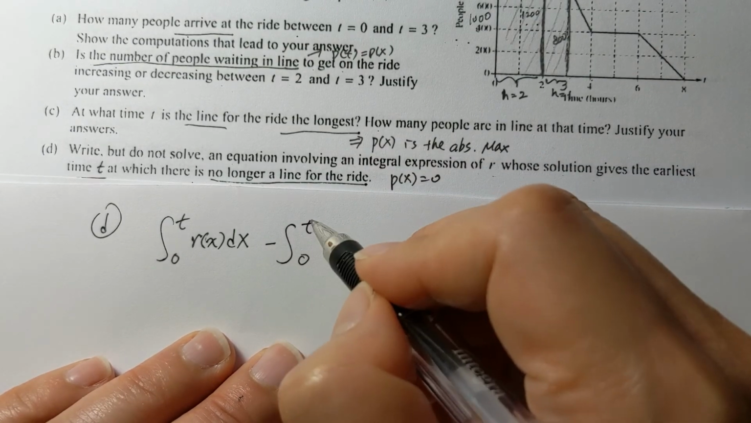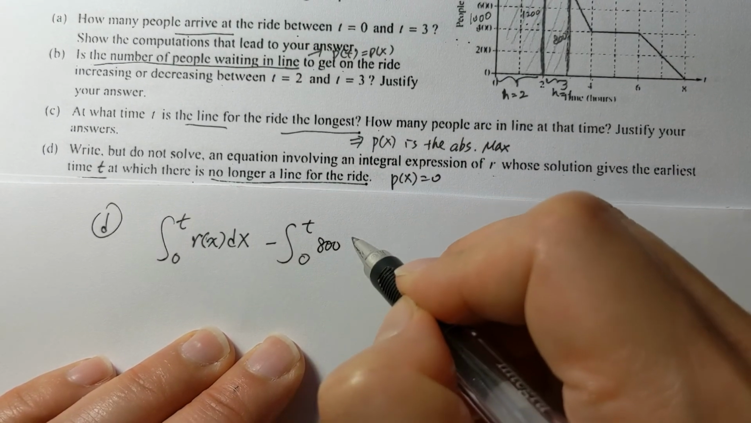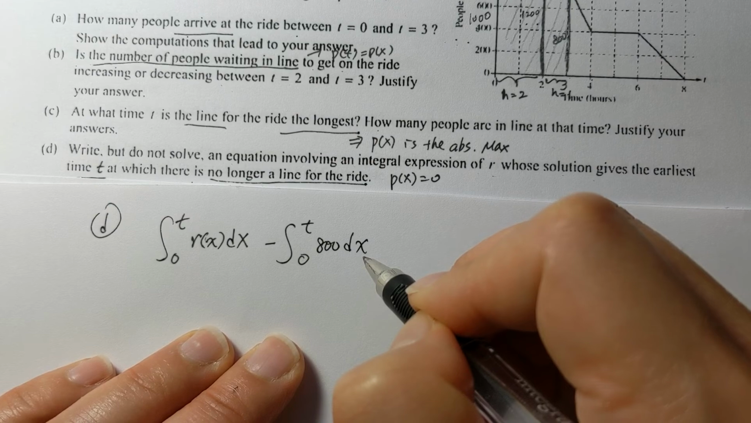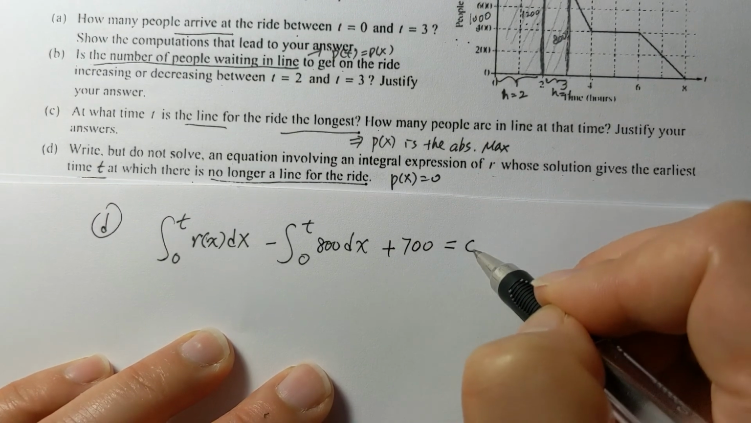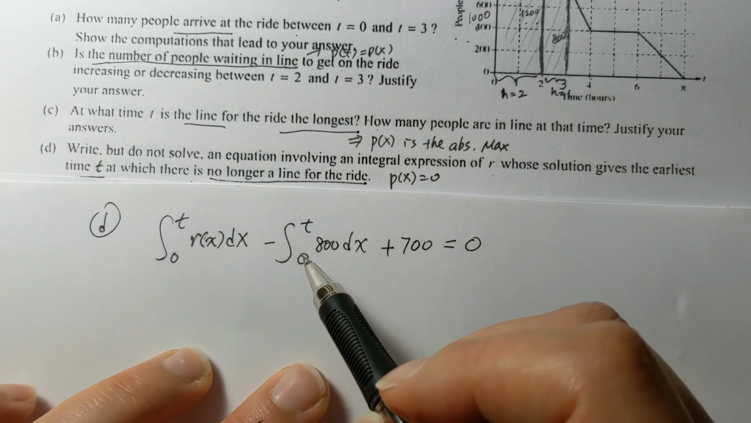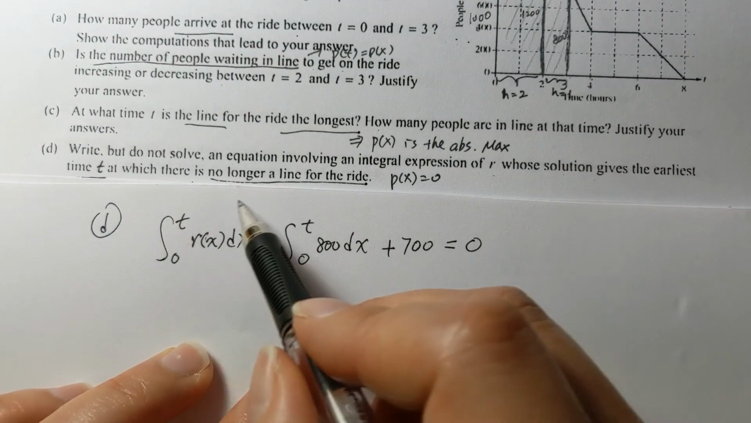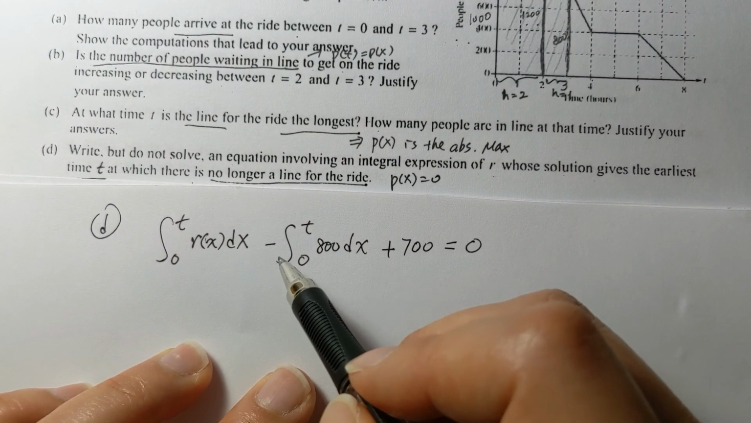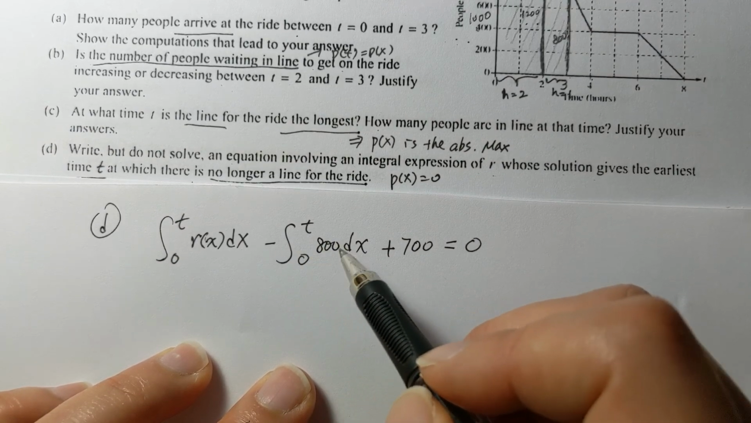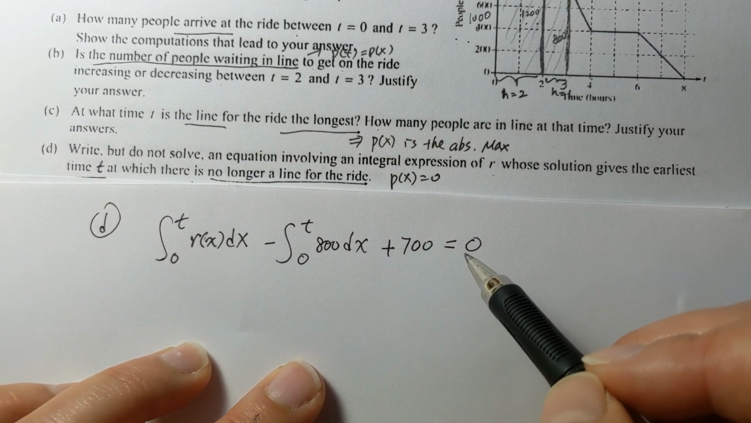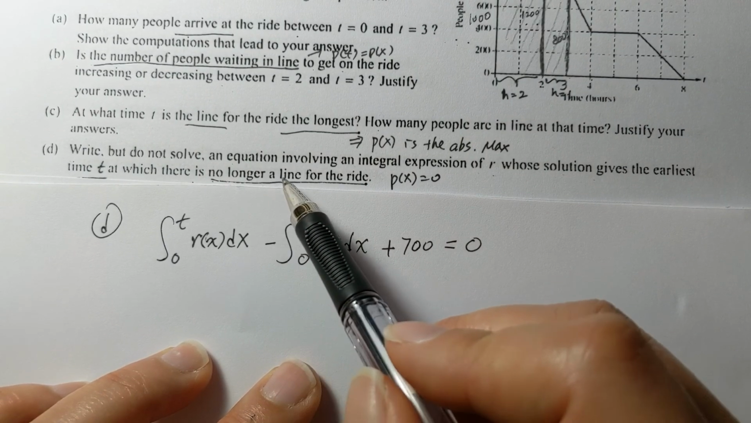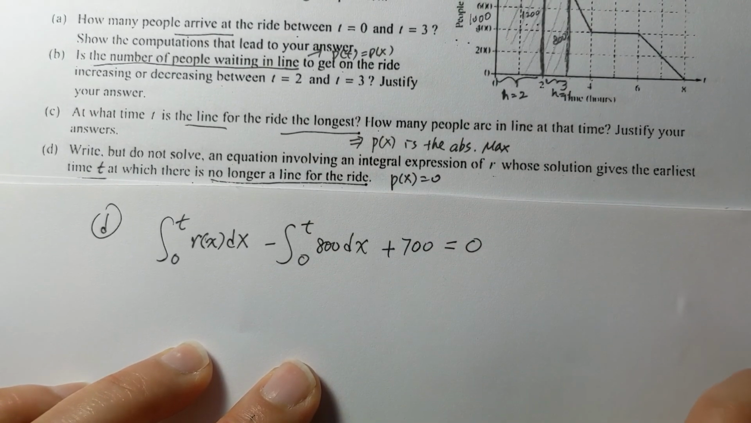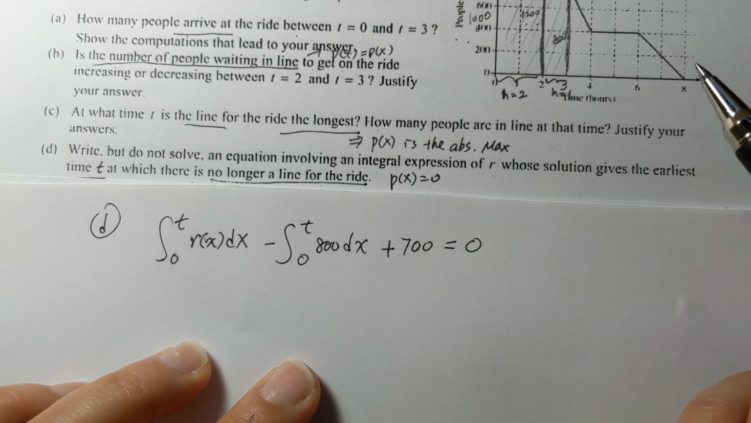So the integral from 0 to t of R(x) dx minus the integral from 0 to t of 800 dx, where we just change into x, plus 700 equals 0. So that means the number of people going in, subtract the number of people going out, and plus 700, you get 0. That is when there is no longer a line for the ride. So we finish part D.